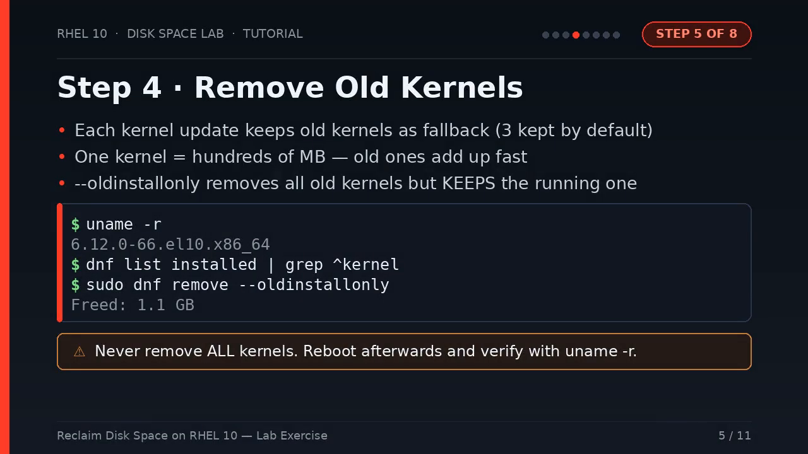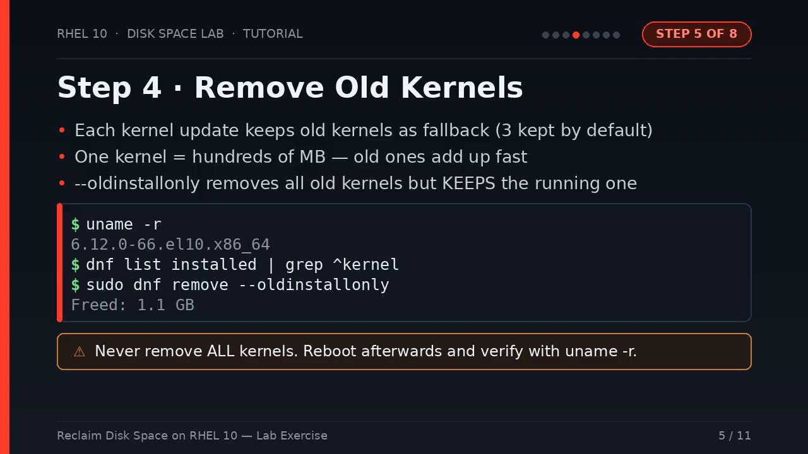Step 4. Remove old kernels. Every time the kernel is updated, RHEL keeps the old kernels as a fallback in case the new one has problems. By default, it keeps 3 kernels, and each kernel can use several hundred megabytes. Check which kernel is currently running with uname -r. Then list all installed kernels with dnf list installed | grep kernel.